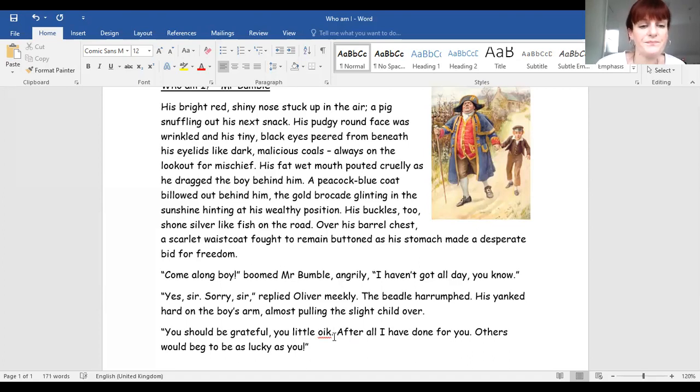Okay, now I don't have to always use a reporting clause because here it's kind of obvious that it's not Oliver who's saying it, is it? It is Mr. Bumble. So I don't always have to use that reporting clause.